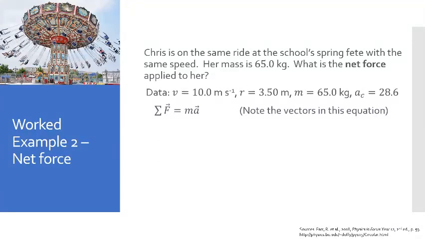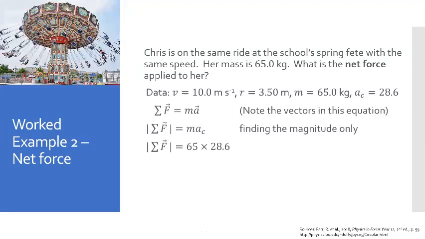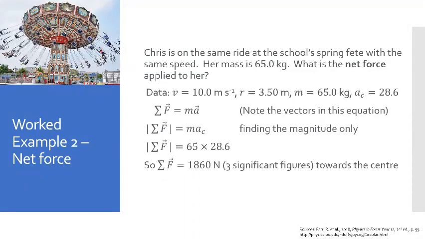So we use a formula, good old Newton's second law of motion, F equals ma. Note there are vectors in this equation, symbolized by the arrows. And we substitute. This time we want to find only the magnitude, so we'll substitute 65 for her mass, 28.6 for the acceleration, multiply them to get 1,860 newtons, correct to 3 significant figures, towards the center.